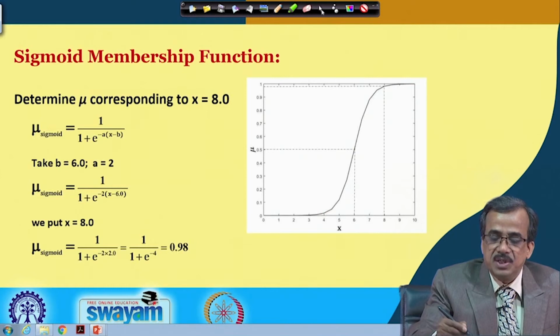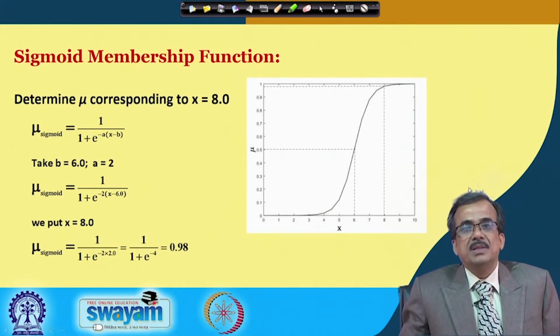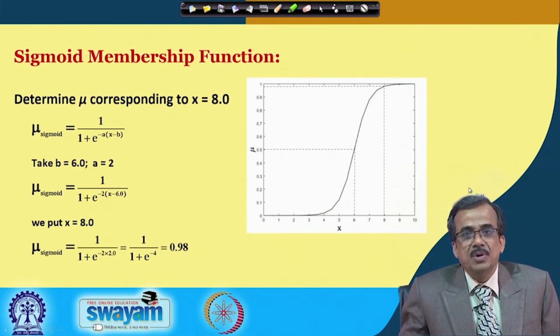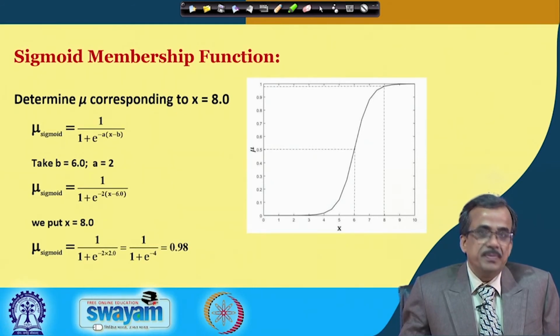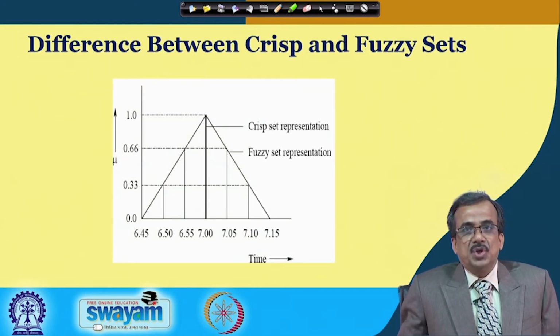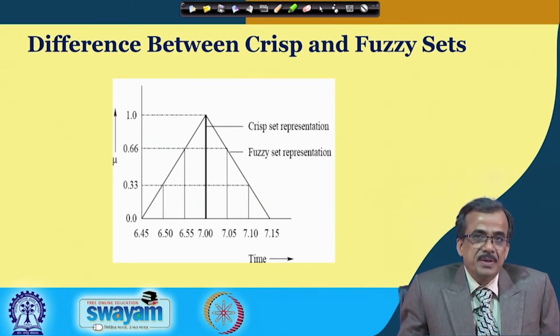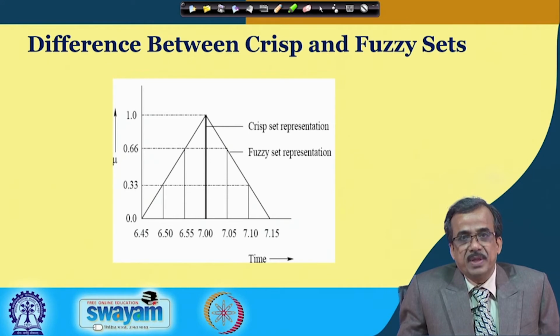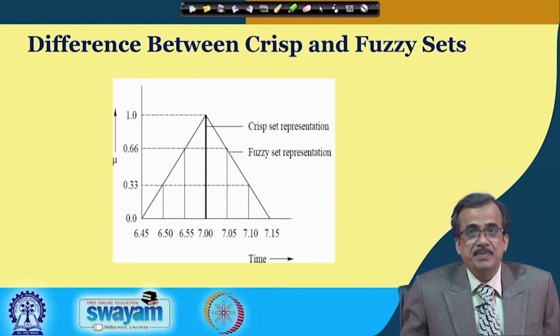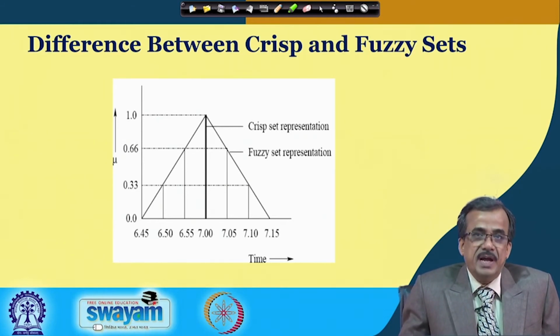So, this is the way we can determine the membership function value for various distributions used for representing the fuzzy sets. Till now we have defined the concept of fuzzy sets and the concept of classical sets. Now, to recapitulate the definitions and the difference between the classical set, that is crisp set, and the fuzzy set.